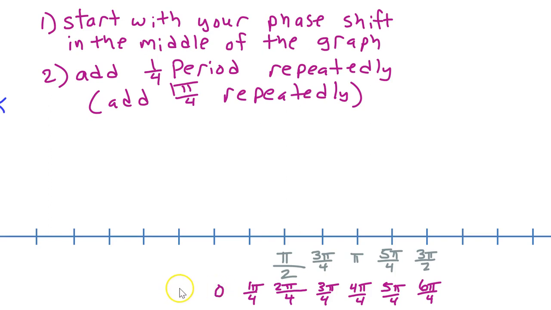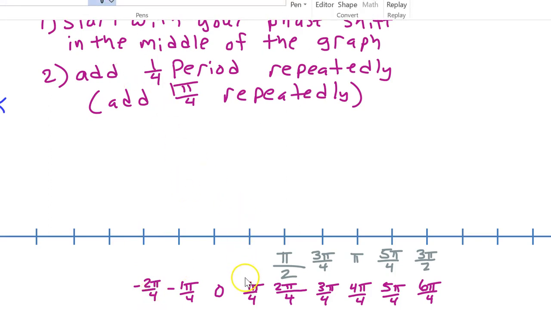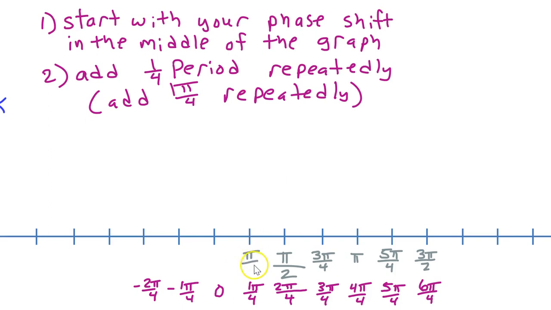And if I subtract pi over 4 again, wouldn't this be negative pi over 4? And if I subtract pi over 4 again, wouldn't this be negative 2 pi over 4? I want to go 1, 2, 3, 4 places to the left, so this is far enough. Now I'm going to switch back to gray and do any simplifying I need to do. So of course this is just pi over 4, and this is 0, and this is negative pi over 4. Now negative 2 pi over 4 is the same thing as negative pi over 2.